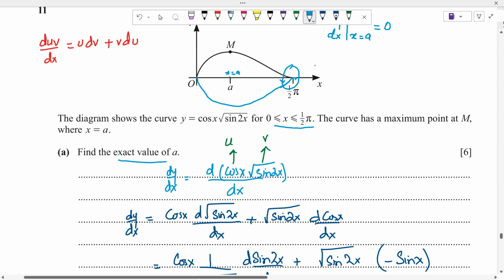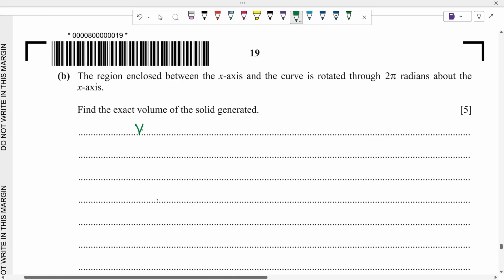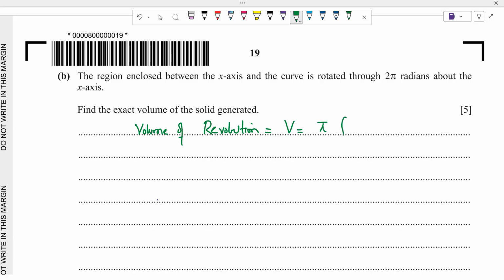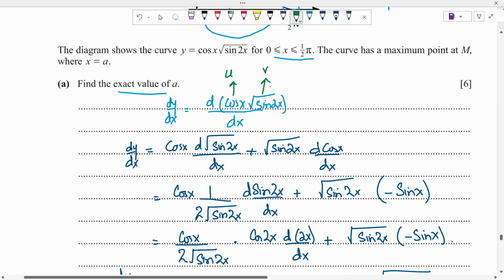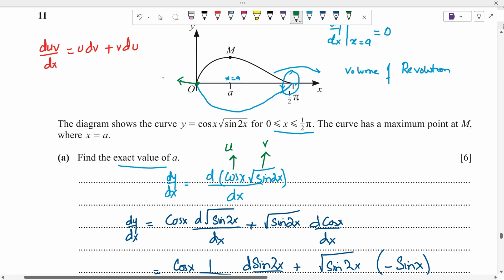So this is the case of volume of revolution, and the volume of revolution is equal to v, which is equal to pi integration of y squared dx, and we have the limit from x1 to x2. In this case, we have this point is x1 and this point is x2.